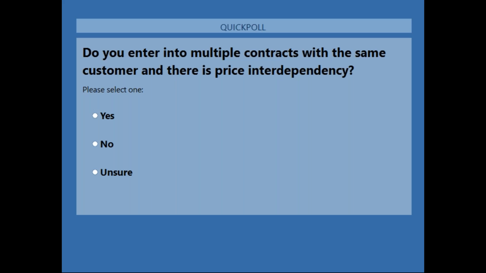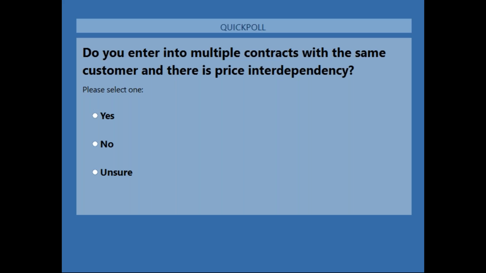Just think about your organization in general. Do you enter into multiple contracts with the same customer? And is there that price interdependency or a single commercial objective? Really, I'm asking, do you think step one and the potential identification of contracts and combination of contracts is going to provide any real issues for you?